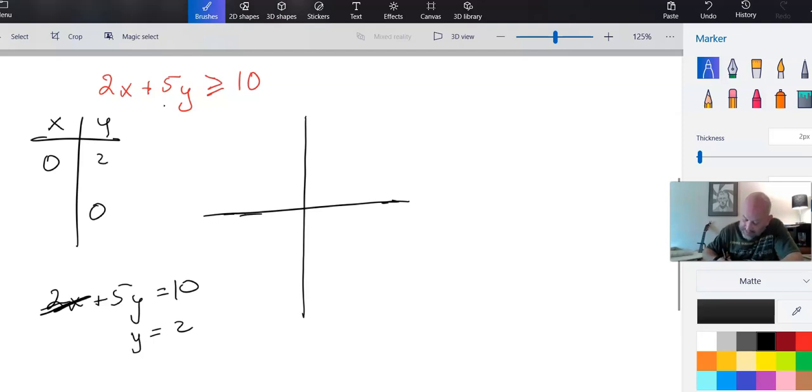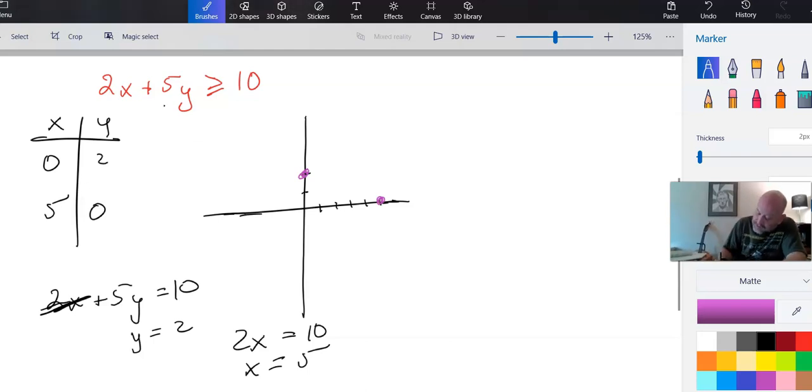And then if I want to find the second point, it's the same thing, except I'm making y 0, right? So that boils it down to 2x equals 10, and so x is 5. So my x-intercept is 5. Now I shortened that a little bit, but it's exactly the same process we've been doing. So I have the point 0, 2. There's my first point. And then I have 5, 0. 1, 2, 3, 4, 5. So there's one, there's the other. It has an equal to, so it's a solid line.